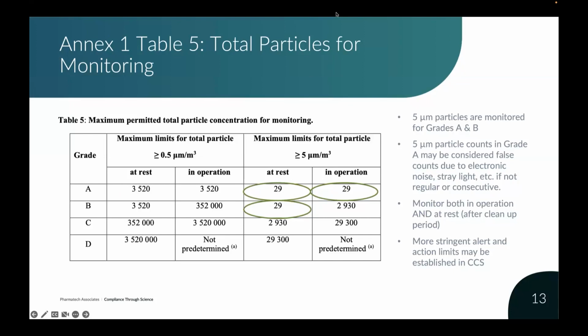The reason is the intent is that over time, monitoring the 5 microns is a good indicator of a deterioration of a process or a clean room for particulates. So over time, as we look, the 5 micron has actually been a good indicator. The 0.5 micron may go up and down, and it may trend up, but if you're suddenly seeing a lot of 5 micron particles, that's an indication of a problem.